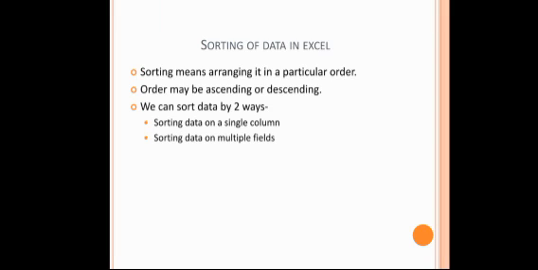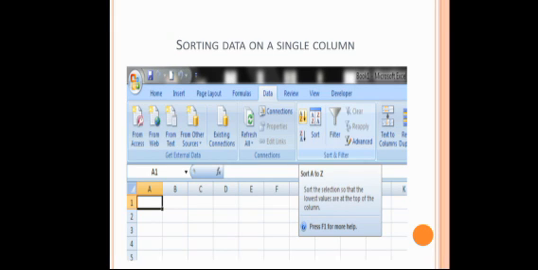When we are arranging the data in an ascending or descending, a particular kind of order, that is considered as sorting. And we can do sorting in 2 ways. Sorting data on a single column, which you can consider as a quick sort, and second one is sorting data on multiple fields. Firstly we will discuss how we can sort data in a single column.